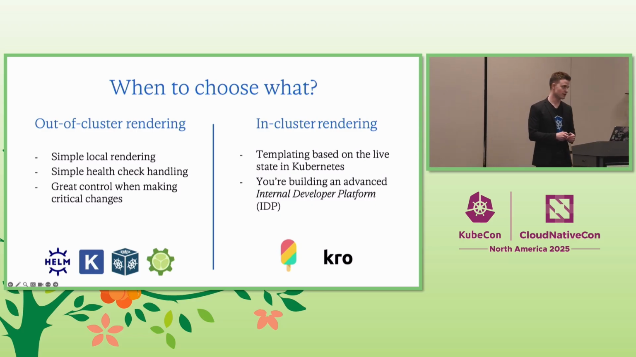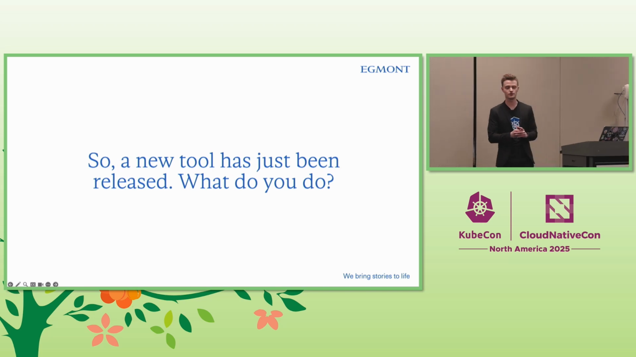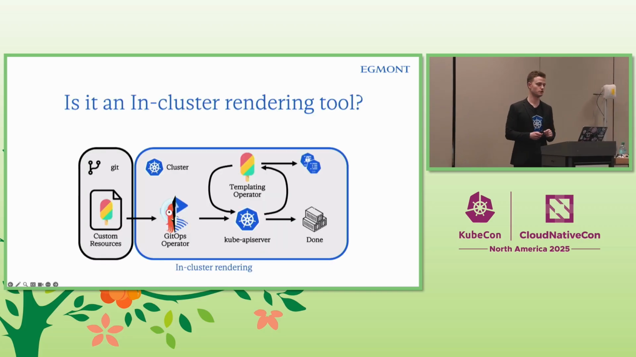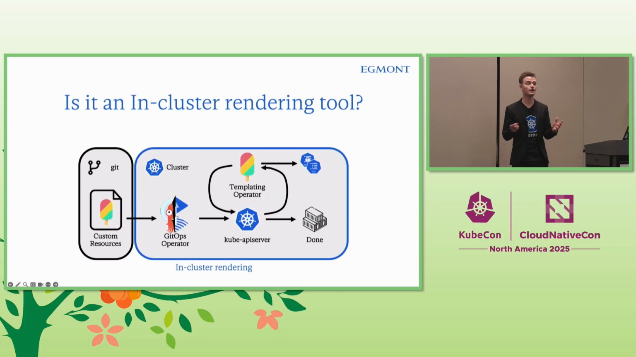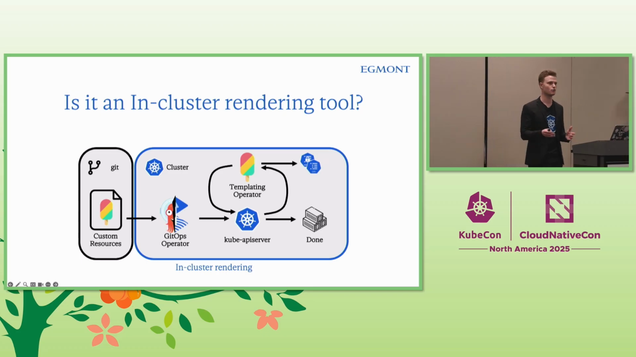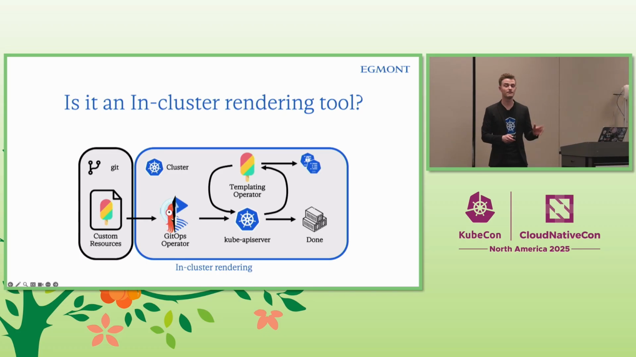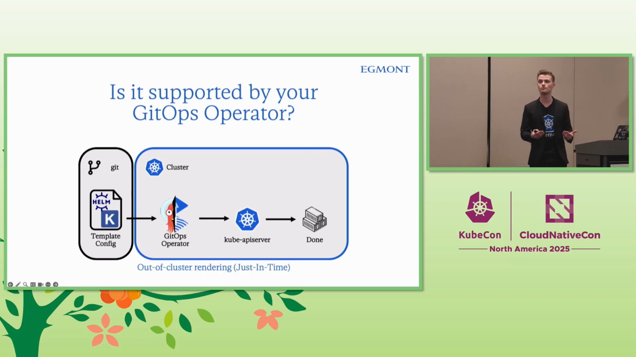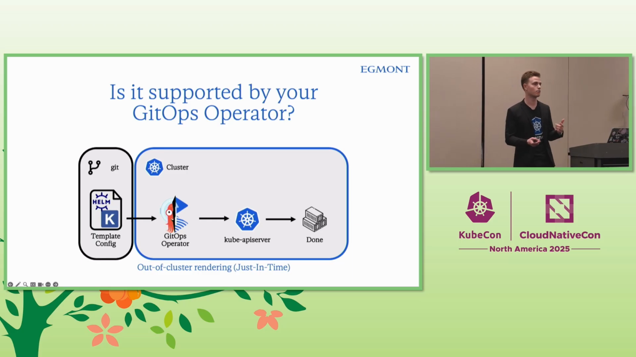So to finish the talk, I will give you a little guide, the one I follow myself. Let's say a new tool was released today. What should you do? I suggest the first thing you do is check, is this an in-cluster rendering tool? Because then I already know what kind of things I'm getting myself into, what kind of challenges may occur, and you can decide if you want that or not. If the answer is no, it's not an in-cluster rendering tool, the next question is, is it supported by my GitOps operator, either natively or through some kind of plugin?